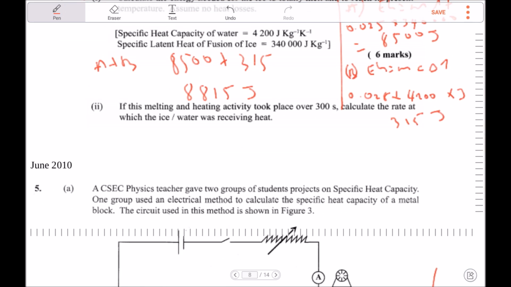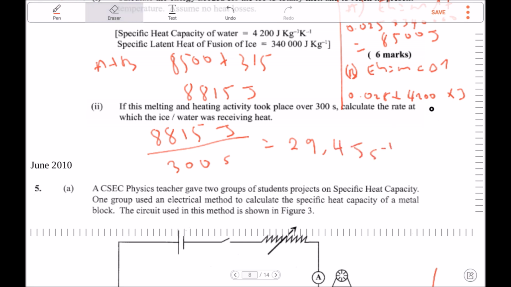Now if this melting and heating activity took place over 300 seconds, calculate the rate at which the ice or the water was receiving heat. So 300 seconds. The ice and the water got 8,815 joules of energy in 300 seconds. So that's approximately 29.4 joules per second. That's it for that.